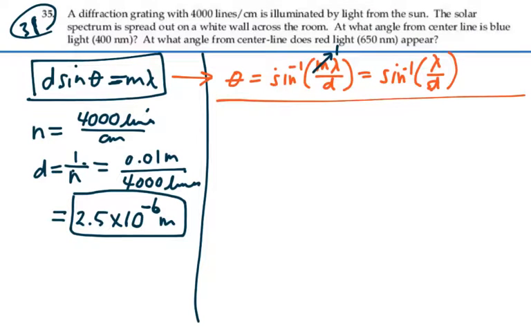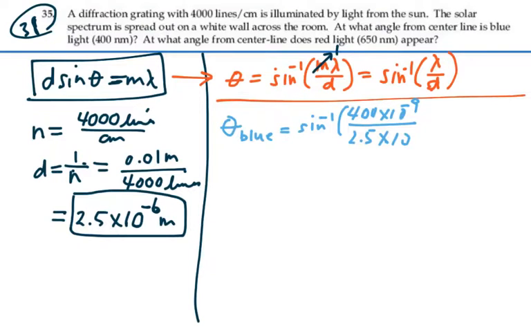So for blue light, this is going to be the inverse sine of the wavelength, 400 nanometers, over d, 2.5 times 10 to the minus 6, and sine inverse of that is going to give us 9.20 degrees. So that is the angle to the blue light.